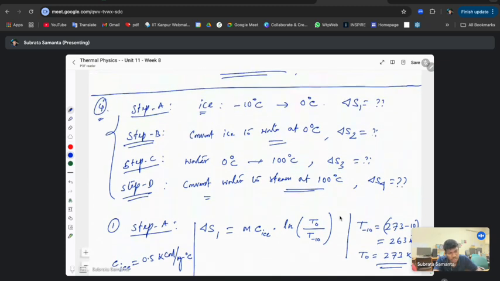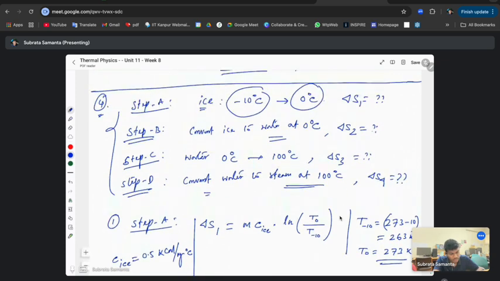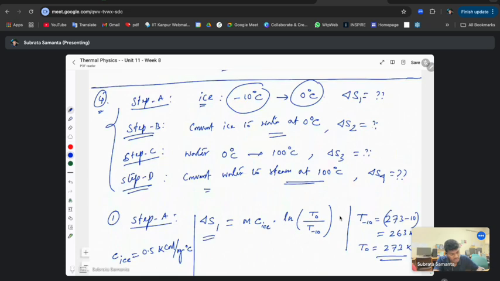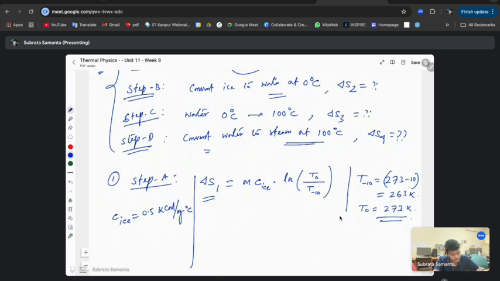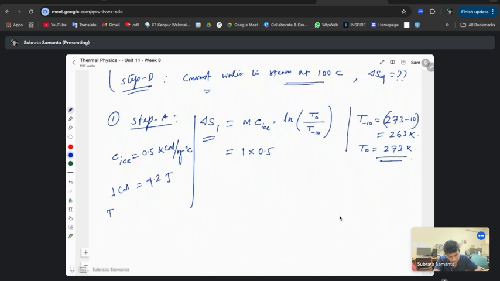Ice converted from minus 10 degree centigrade to 0 degree centigrade. Due to this change, the change in entropy is m times C ice times ln T naught over T minus 10. So m is 1, times 0.5, and I convert it into kilojoule. So 1 calorie equals 4.2 joule, so 1 kilocalorie equals 4.2 kilojoule.